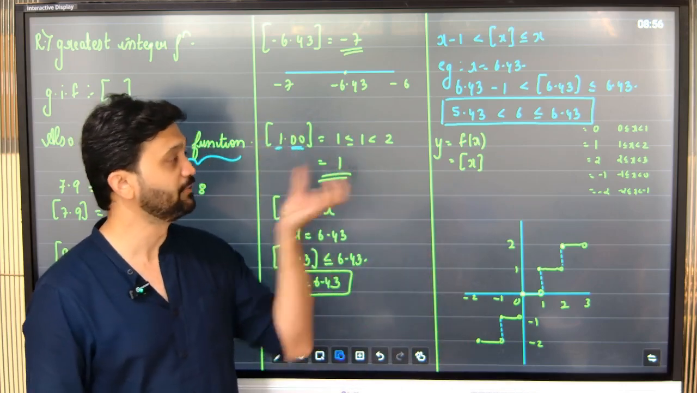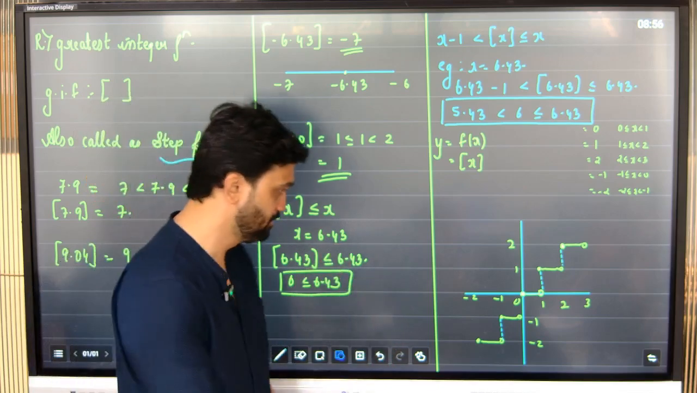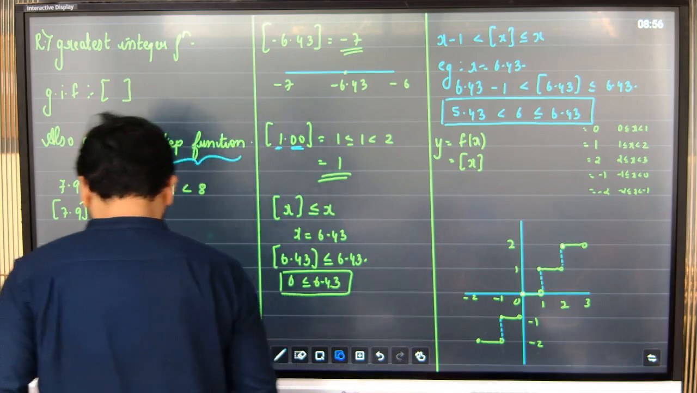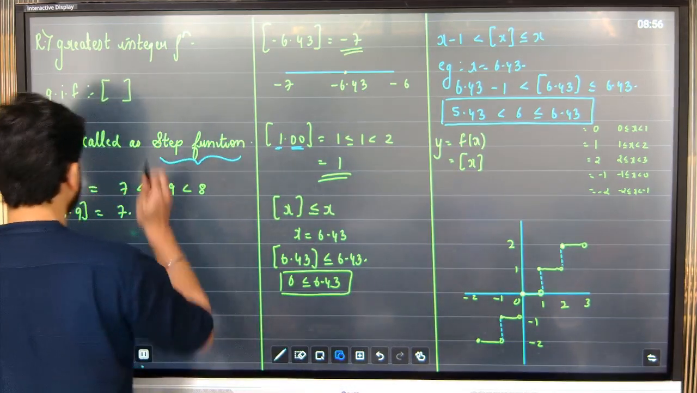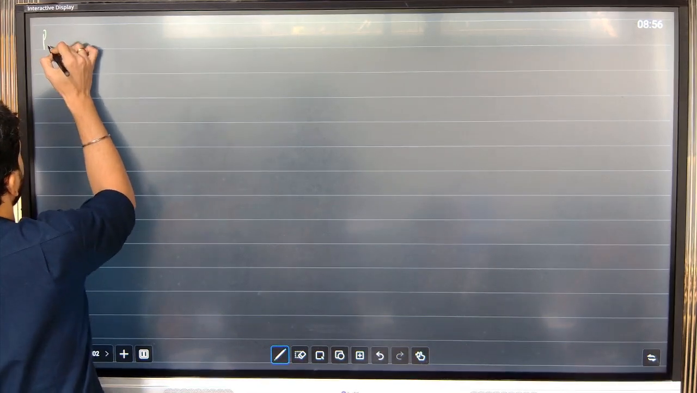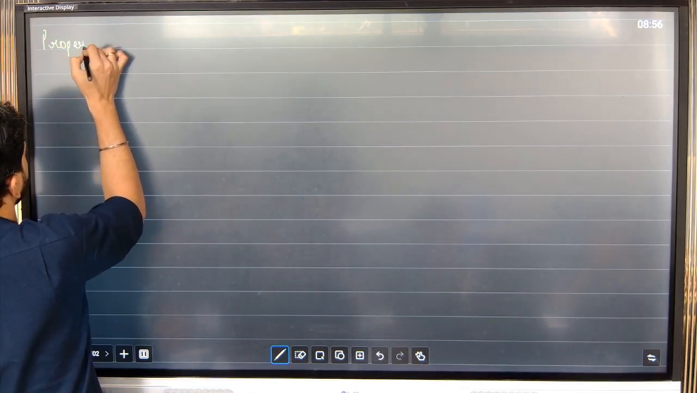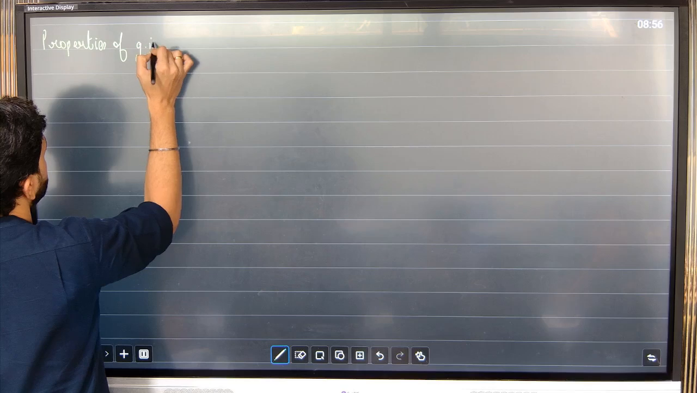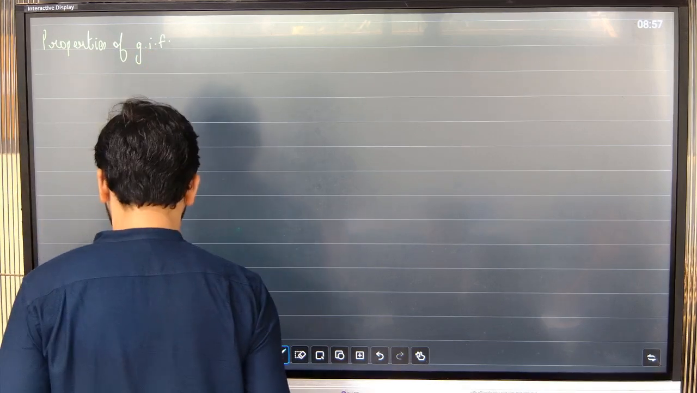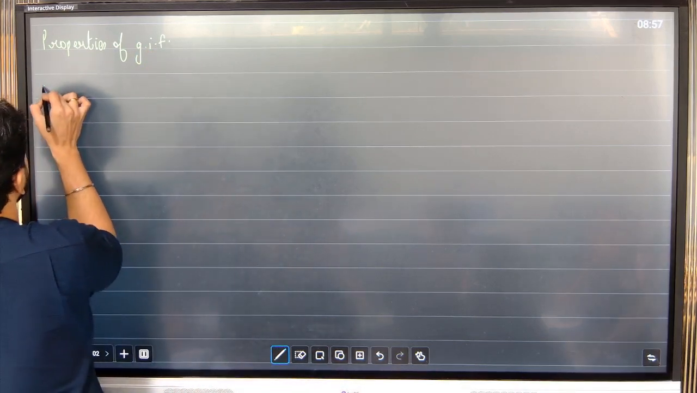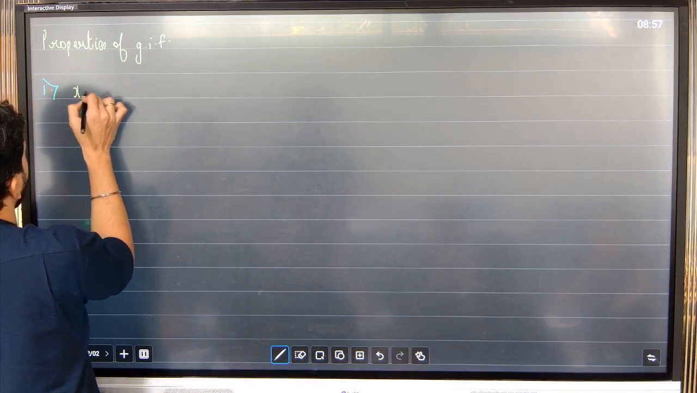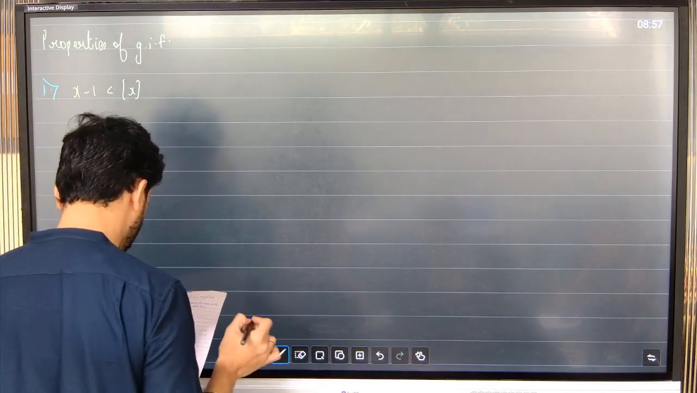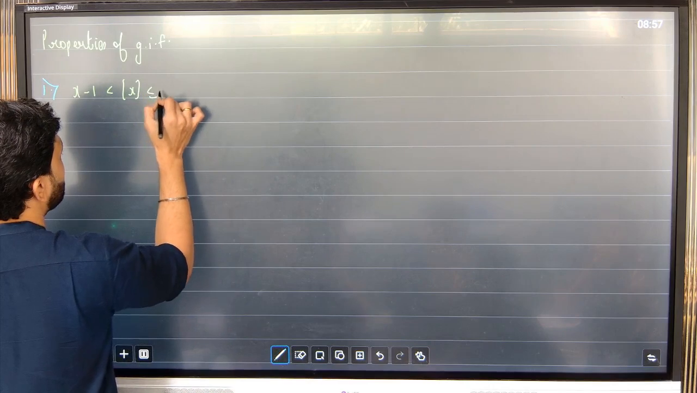This is the greatest integer function. Now, if you don't want to draw the step, that's fine, that's up to you. There are certain very important properties of the greatest integer function. Now the first one: x minus 1 is less than or equal to the greatest integer function of x, which is less than or equal to x.